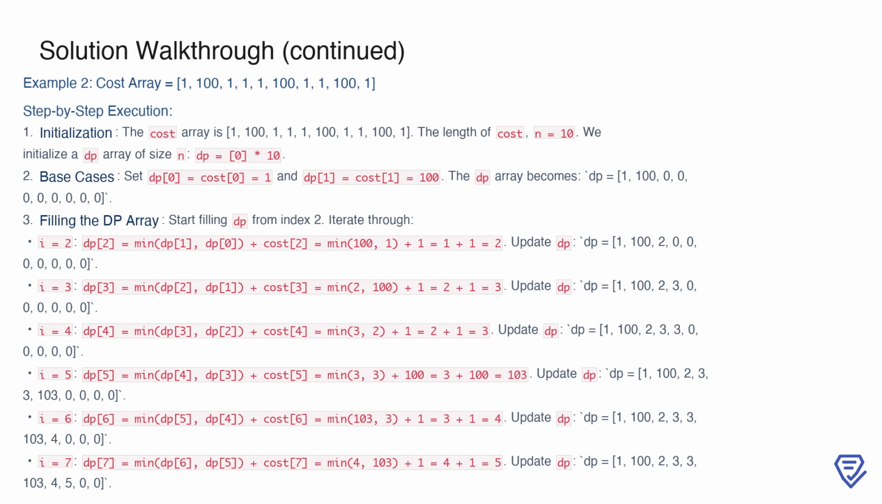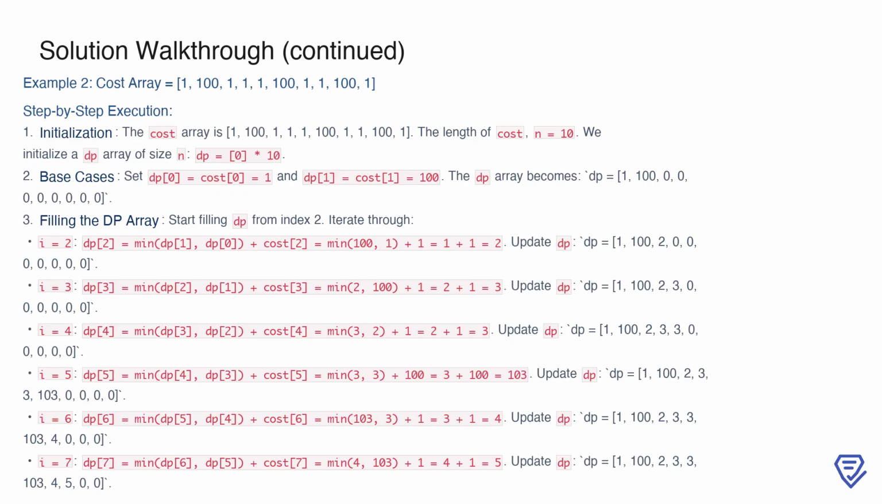Now, we begin filling in the dp array starting from index 2. For i equals 2, the minimum of dp[1] and dp[0] is 1, and adding the cost at index 2, which is 1, gives us dp[2] equals 2. Moving to i equals 3, the minimum of dp[2] and dp[1] is 2, and adding the cost at index 3, which is 1, gives us dp[3] equals 3. Similarly, for i equals 4, the minimum of dp[3] and dp[2] is 2, and adding the cost at index 4, which is 1, gives dp[4] equals 3.